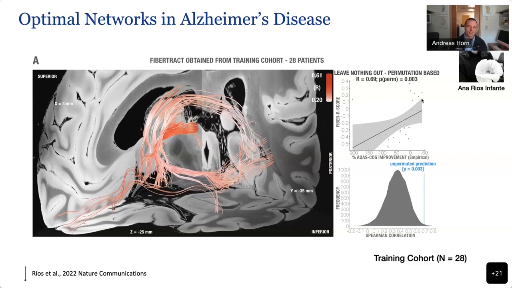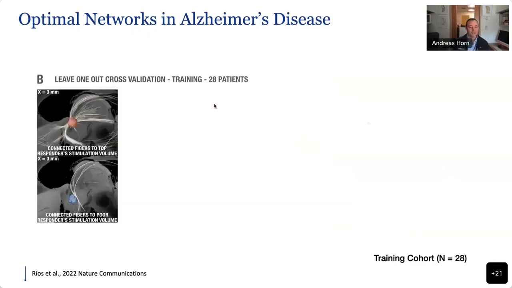And if we just look at the correlation, this is a circular analysis of how much this set of tracts would explain the variance in the data. It's a nice fit. And we can also permute the data and see that this would not always be the case if we just add in random values. But we can also go further and say these were now 28 patients from a first training set. So we define, based on these 28, the set of connections that seem to matter for cognitive improvement in Alzheimer's disease.